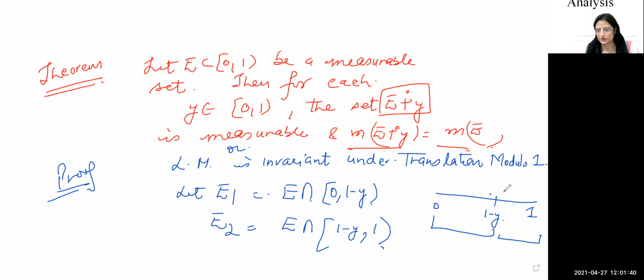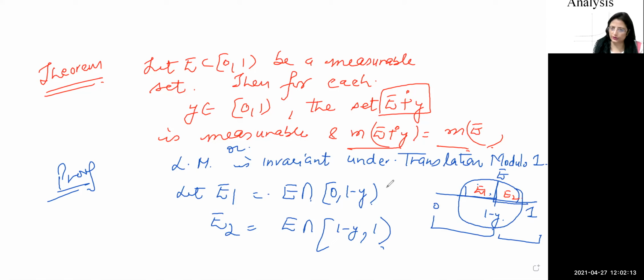We took the intersection of both. Now wherever E is, suppose E is contained between 0 and 1, okay. Suppose this E is coming, this is the total E. So from it, this part, this part is taken as E1 because this is the intersection of E and the interval 0 to 1 minus y. This is the intersection of E and 1 minus y to 1.